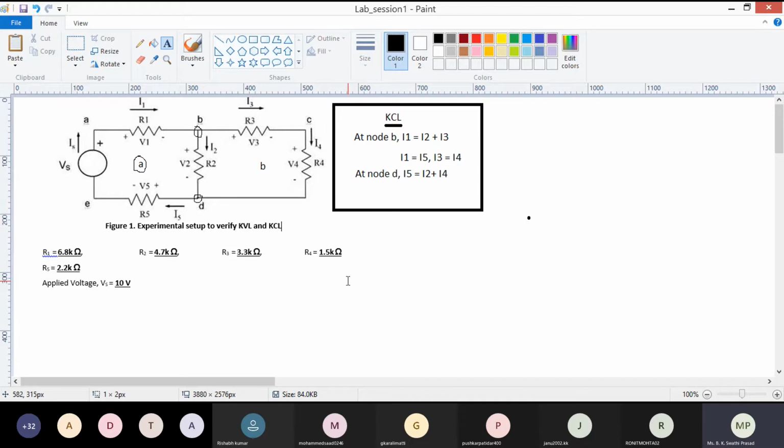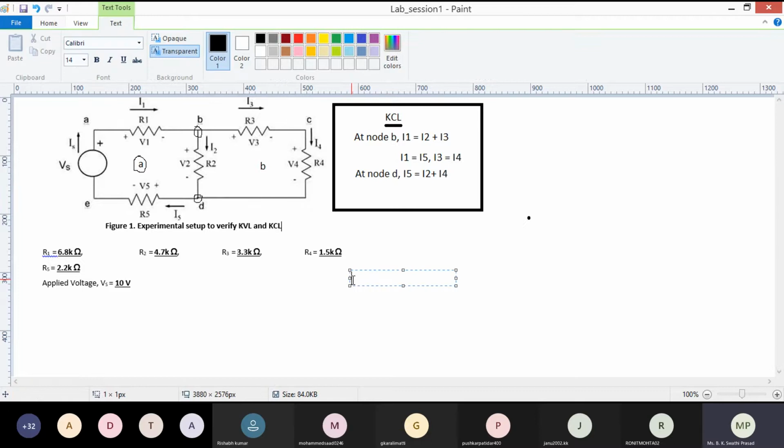Now, what is the voltage drop V1? How do you write V1?